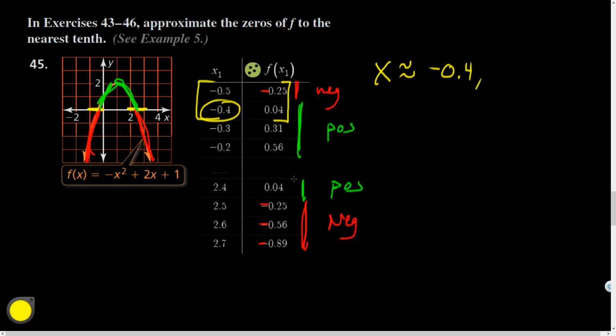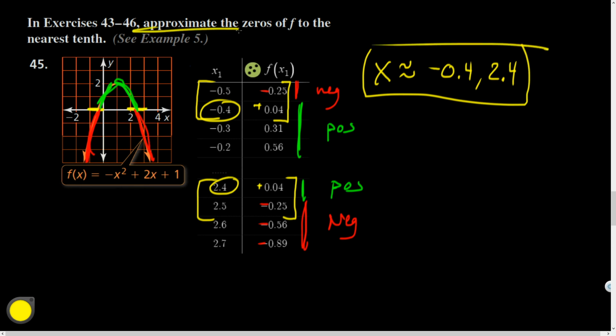Let's see, the other sign change occurred here and here because it went from positive to negative, right? Instead of negative to positive. And which one was closer to 0? Well, this one was, so 2.4 is my other approximate solution. And so solving by graphing, you can get approximate solutions. This original problem would not have been factorable. It would have been impossible to solve using this strategy.